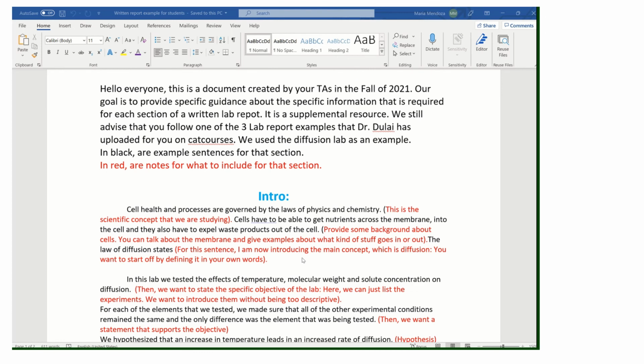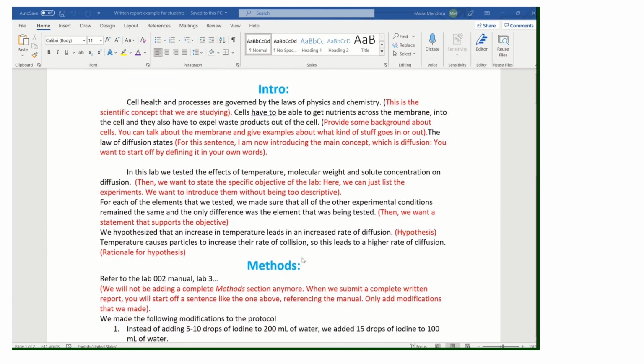Okay, for the other sections, these are the notes that I had for you. So for the intro, this is the scientific concept that we're studying. For this lab, it will be transformation. Then you want to provide some background. This was for lab five, so we talked about cells and membranes and stuff. But in this lab, it's going to be talking about transformation using plasmids. So like the first paragraph, 4 or 5 sentences about that.